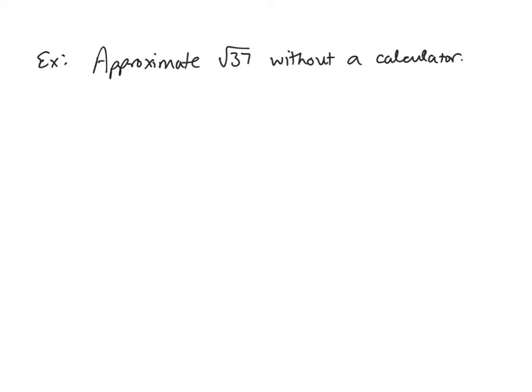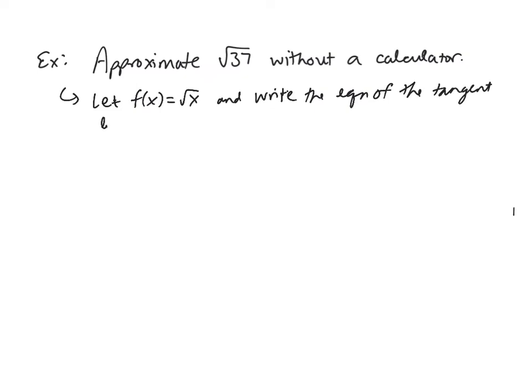So here's where some calculus could help me out. If I could write the equation of a tangent line, so I'm going to turn this into the question. Let f of x equal radical x. There's the function that I wasn't given. And write the equation of the tangent line at x equals 36. Then I'm going to evaluate the value on that line at x equals 37. That's going to be close to the value on the function.